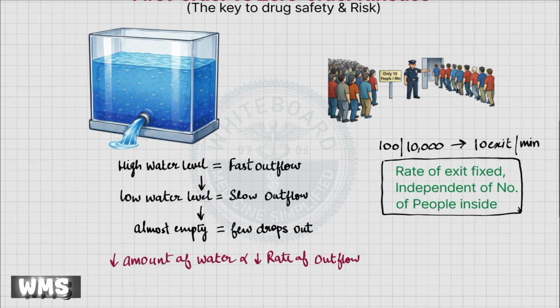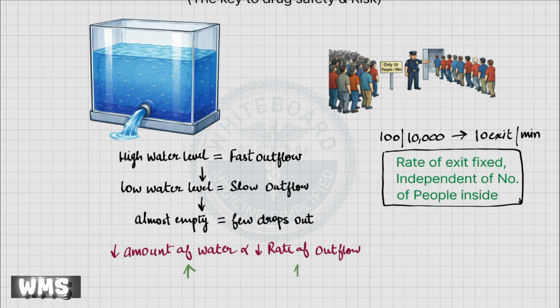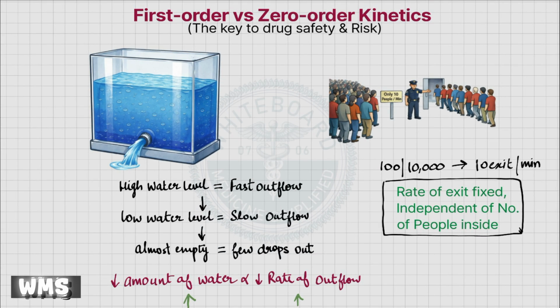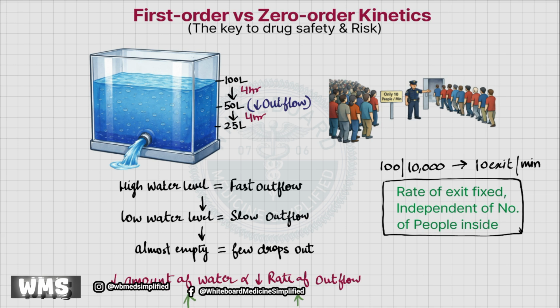In the leaking tank, the more water inside, the faster it flows out. For instance, suppose a tank with 100 liters of water reduces to 50 liters in 4 hours. Now, as the amount of water in the tank decreases, the outflow also slows down. Because of this, when the water further reduces from 50 liters to 25 liters, it again takes the same 4 hours. So, even though the quantity of water is smaller, the reduced outflow results in equal time intervals, from 100 to 50 liters and from 50 to 25 liters.